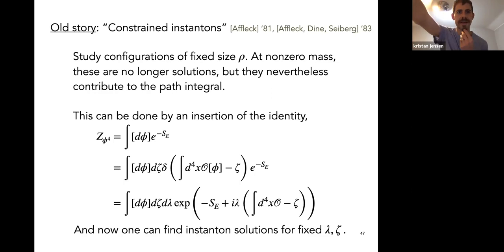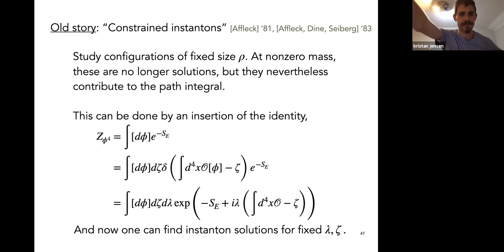And the way you do it is by an insertion of the identity, the way I've written here. So you start off with the functional integral of phi to the four theory, you introduce a new parameter zeta, as well as a delta function, which equates zeta to the integral over some normalizable operator built out of phi, and which you then exponentiate.